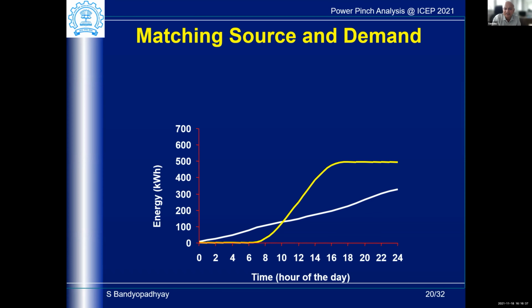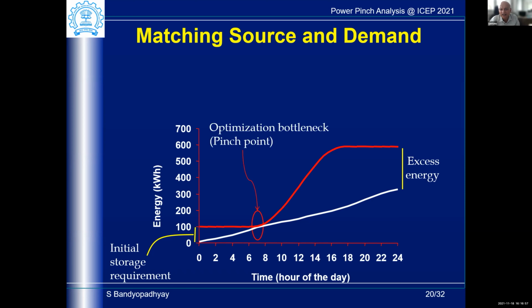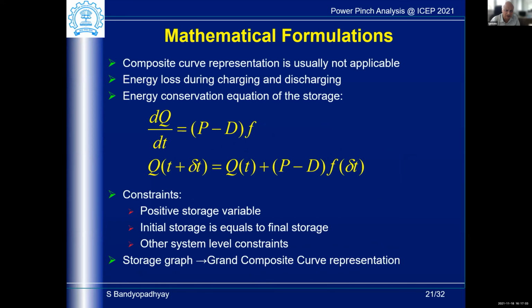But we cannot meet these demands unless we start with something original. So we can shift this curve upwards. And we'll say that, we can start with some initial storage requirement. We require some excess energy at the end of the day. Some of it can be used for the next day. And where they touch, it becomes the pinch point or the power pinch point. That's the bottleneck, and we can optimize based on that.